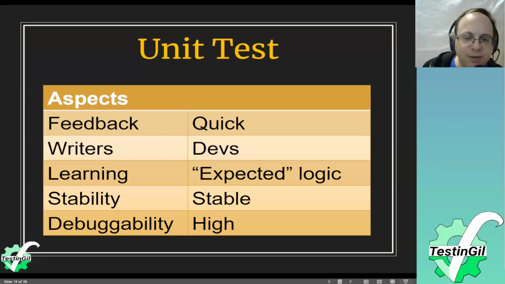What we're learning if something is working or not is the expected logic. Like I said, we're expecting things to work in a certain way. This is how we test them. Stability is very stable because we're removing dependencies as much as possible. The only thing that can break something is the code. And therefore, a unit that passes, we expect it to pass until somebody touches the code and changes functionality. Debuggability, yes, there is a word like that.